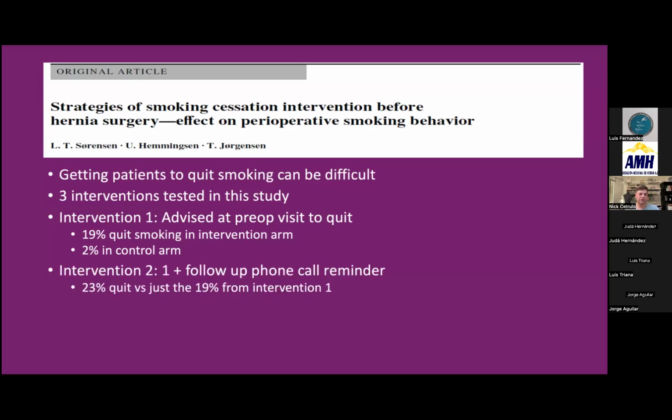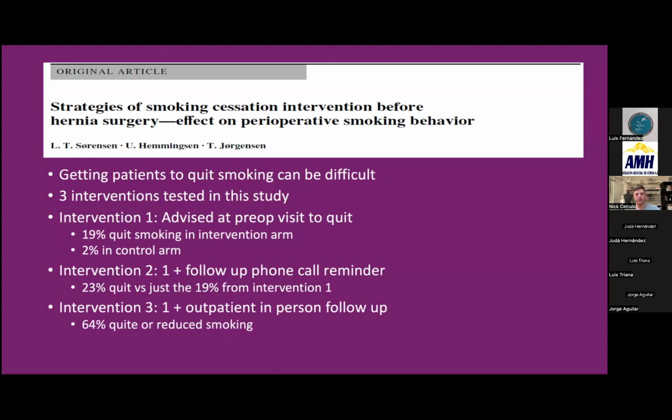In intervention number 2, they gave advice at the visit, and there was a follow-up phone call with a staff member to remind them about it and to offer them more support in their efforts to quit. This increased their quit rate to 23%.